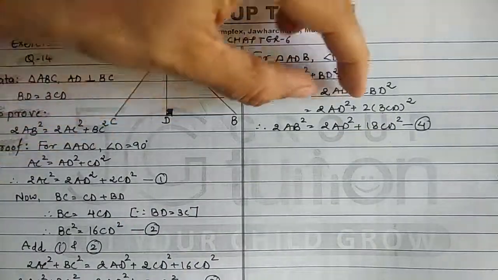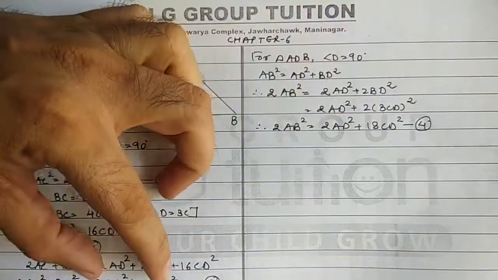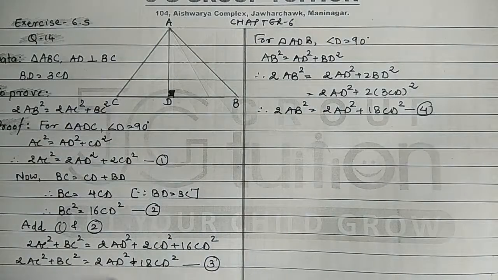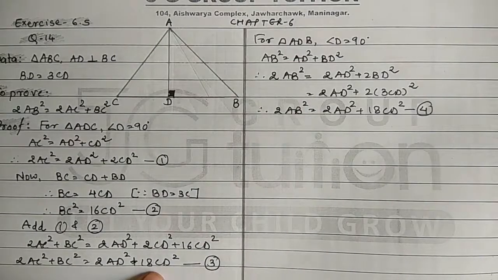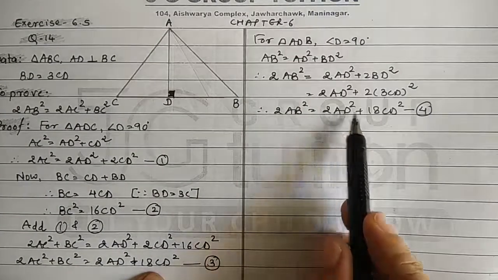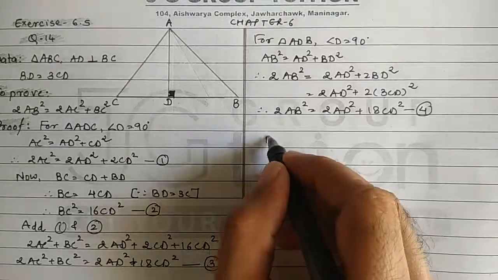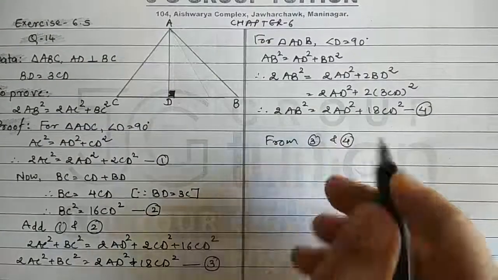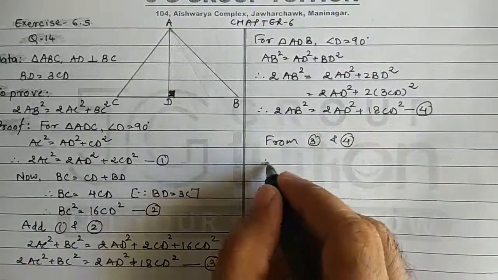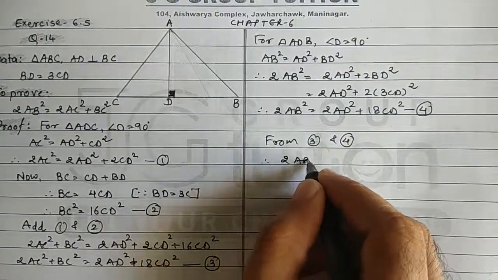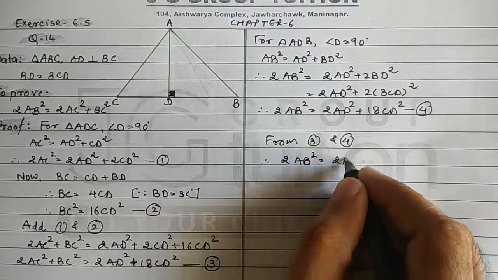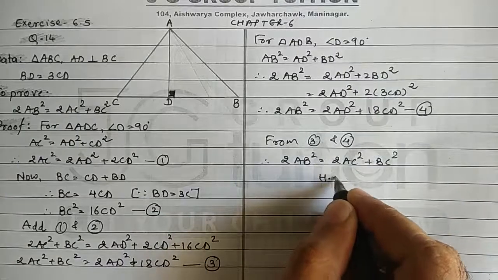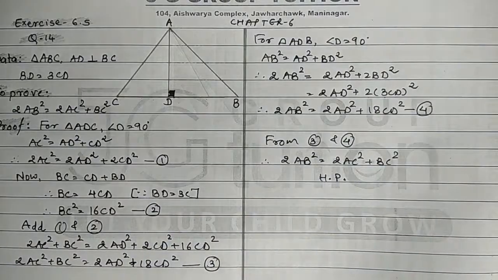Now students, look at the right hand side of the fourth equation and the right hand side of the third equation. This one, the third one. Look at this: it's 2AD square plus 18 CD square, 2AD square plus 18 CD square. So we will compare equation number 3 and 4. As the right hand sides are the same, we can say that the left hand sides are also equal. So 2AB square is 2AC square plus BC square. Hence the required is proved.